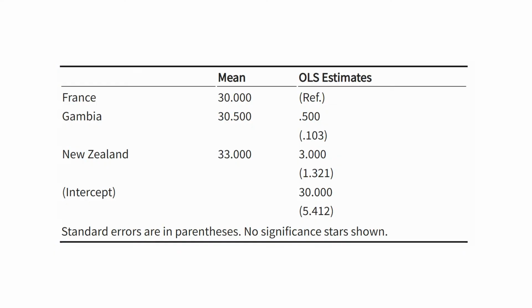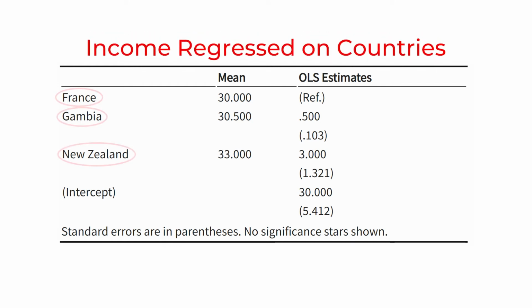Let's see an example. So here I've made up some data with some countries, and I've got income regressed on country. And I only happen to have 3 countries in my data: France, Gambia, and New Zealand. What a combination there. And the average income in France is 30, the average in Gambia is 30.5, and the average in New Zealand is 33. Now, if I regress income on these sets of binary indicators for France, Gambia, and New Zealand, first of all, I have to choose one to be the reference group. I'm going to choose France just as an example.